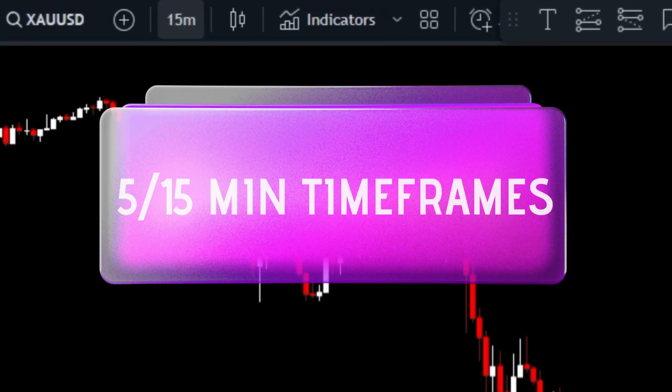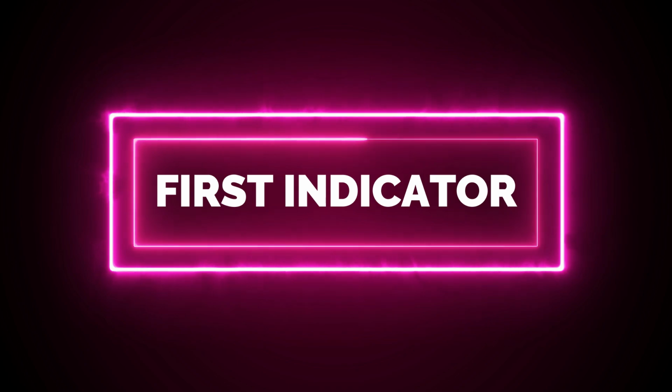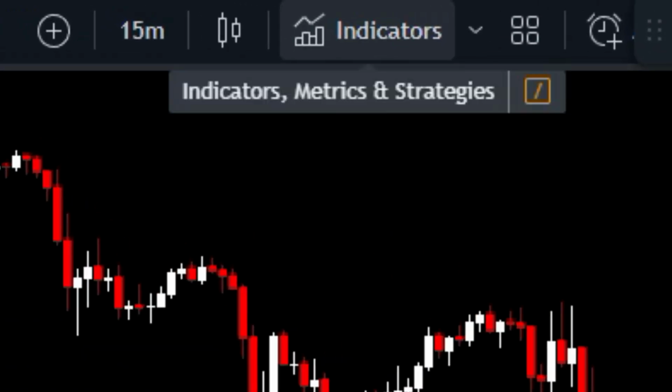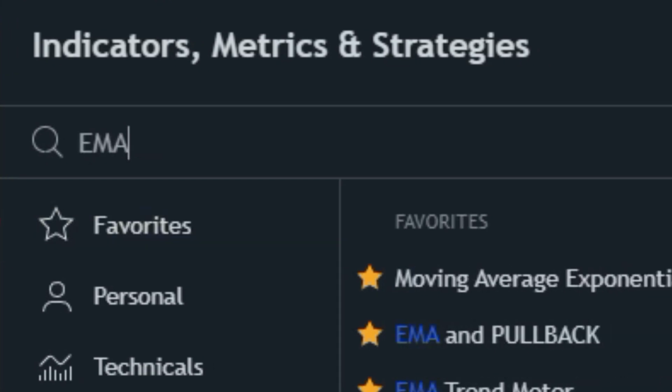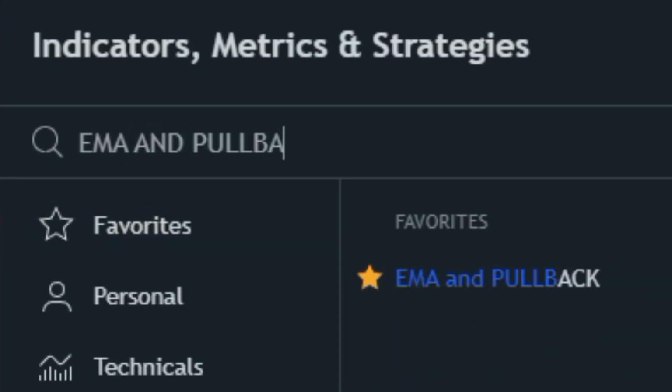Now let's get the ball rolling with our first indicator. Head over to the indicators tab and search for the EMA and pullback indicator. Once you spot it, give it a click and voila, it'll add it to your chart in a jiffy.